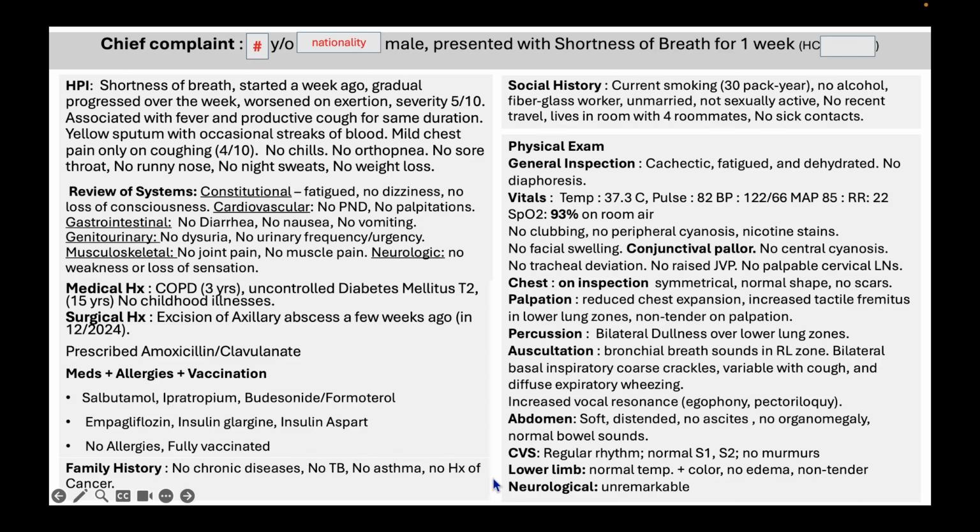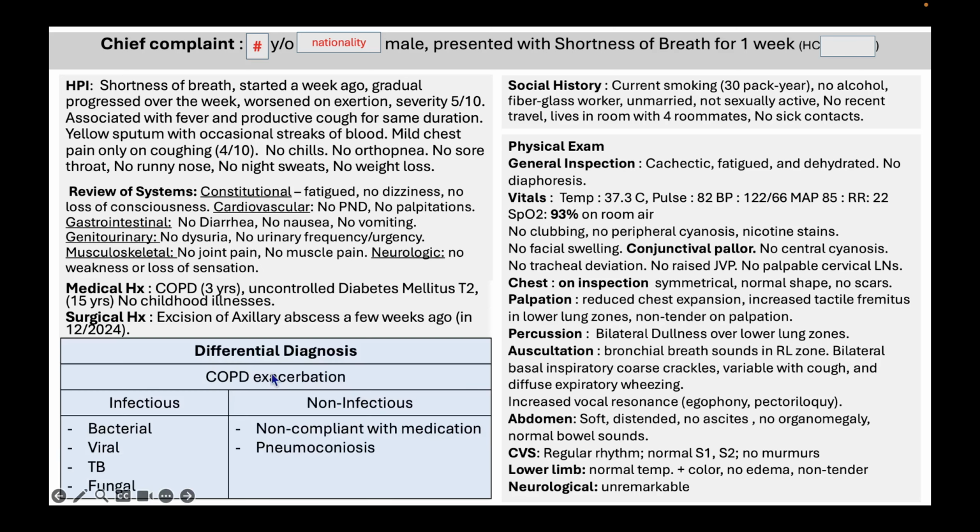Now, then you go on to diagnosis. So differential diagnosis comes after the history and the physical exam, okay, not after the labs. So this is probably a COPD exacerbation. It could be infectious or non-infectious. Most likely in the infectious, this could be bacterial. It could be community acquired pneumonia, and then it could be viral.